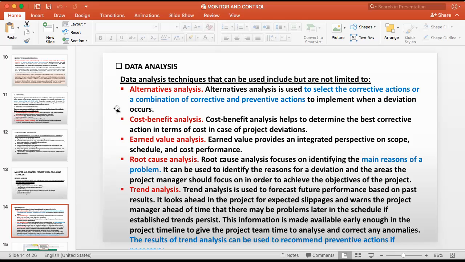Is it scope management? Yeah, we did this one. Alternative analysis. Somewhere we did a good example. So you can see alternatives. So you find alternatives. That means it is a way of implementing corrective actions or preventive action or a combination of that. You find some alternative route.